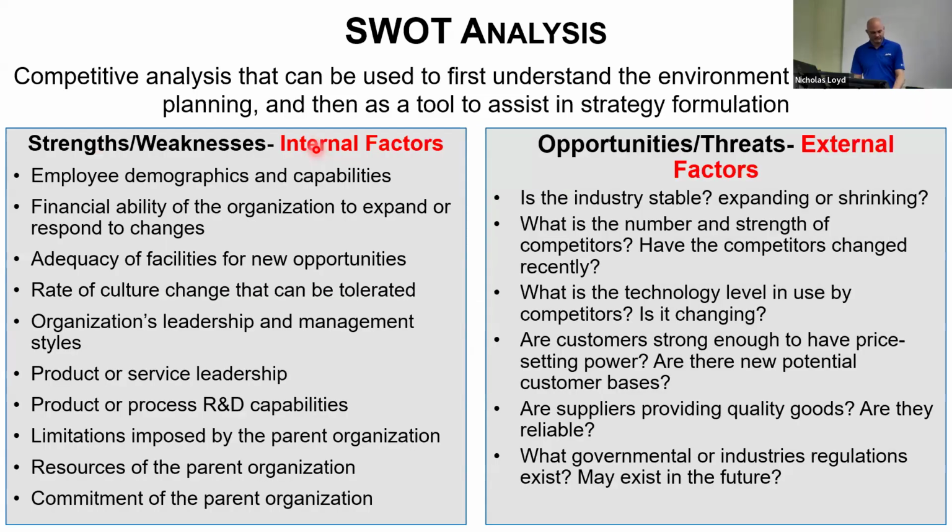One of the most commonly used competitive analysis tools is a SWOT analysis. The S and the W in SWOT analysis stand for strengths and weaknesses. So strengths and weaknesses are our way of assessing our internal capabilities. Those are internal factors, things inside our organization. So they can be either strengths or weaknesses.